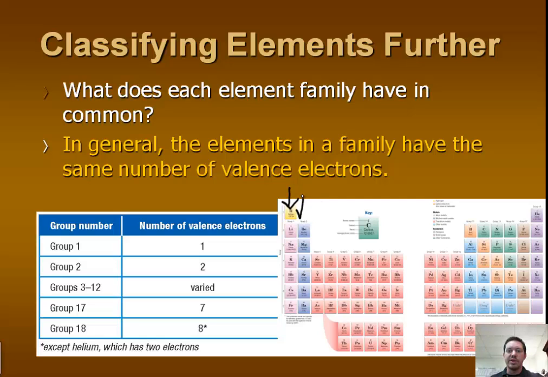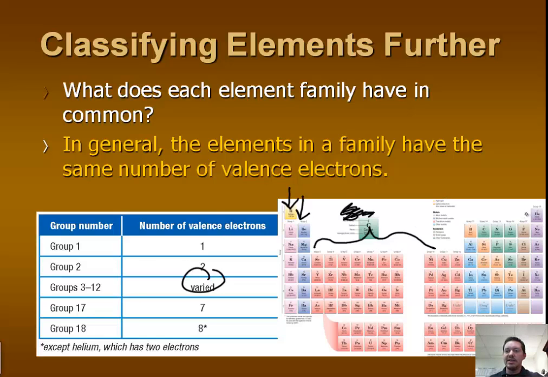Group 2 is the one that starts with beryllium here. These ones have 2. Group 3 through 12, this red section in the middle, it varies. It can be anywhere from +3, we can have +1, we can have a different number of valence electrons in this section. So we're saying that they vary.